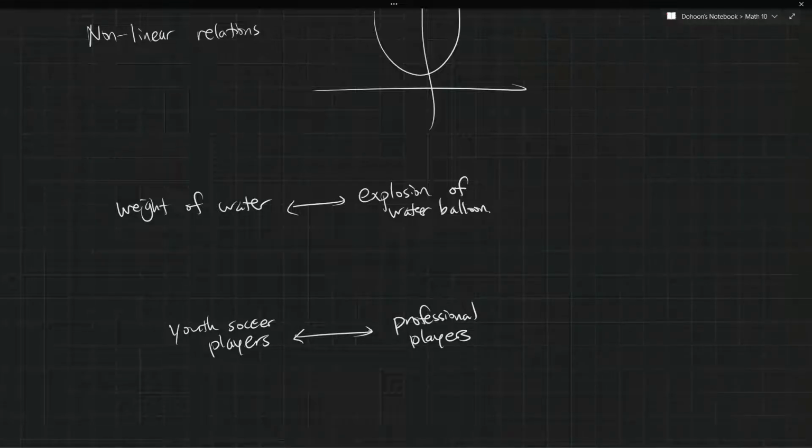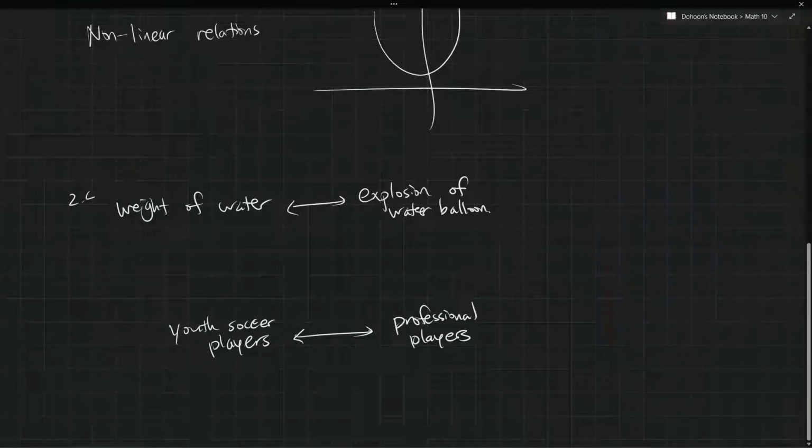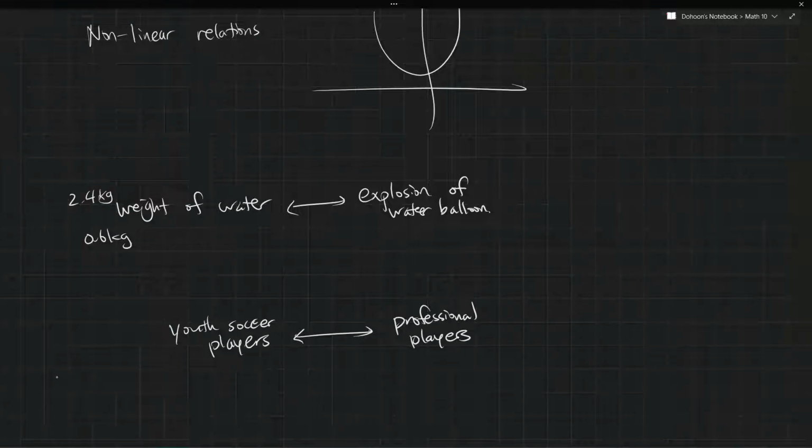The former is an example of continuous data, as the graph can be connected continuously. Why? Because there's no problem with saying, for example, 2.4 kilograms of water or 0.6 kilograms of water. However, the latter is an example of discrete data, as the graph cannot be connected continuously because there cannot be 2.4 professional players. So the former is an example of continuous data. The latter is the discrete data.